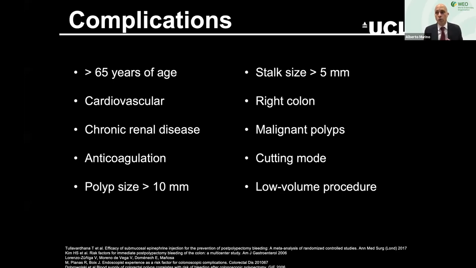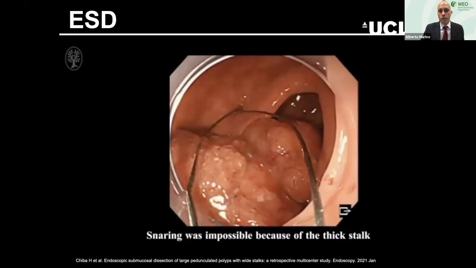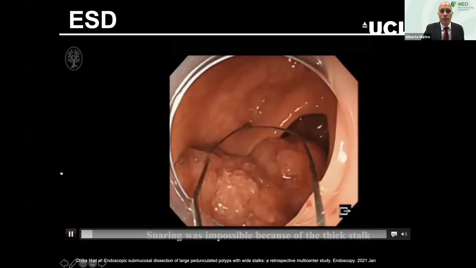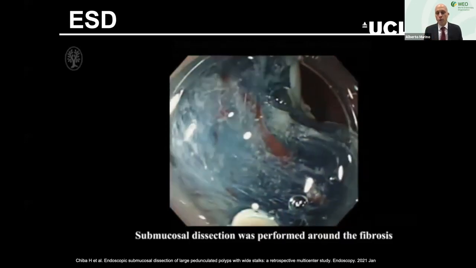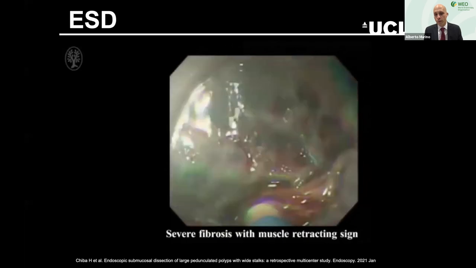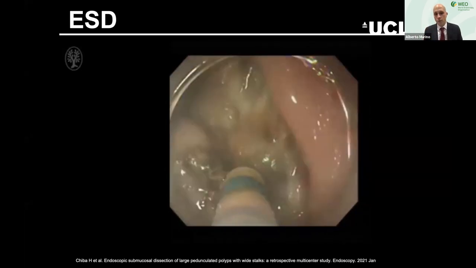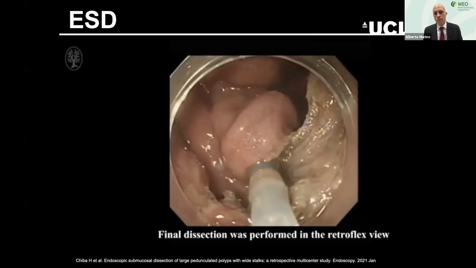The cutting mode is also very important. When you don't have coagulation and cutting, but you only use pure cutting, you might have an increased risk of bleeding. An endoscopist with not much experience, a low volume procedure, is also a factor for increased risk of bleeding. Alternative techniques, when we have a very large polyp, when it's difficult to snare them, we can perform ESD of the stalk of the polyp. You can use different knives, flash knife or SB knife. Any knife has been proven quite useful.